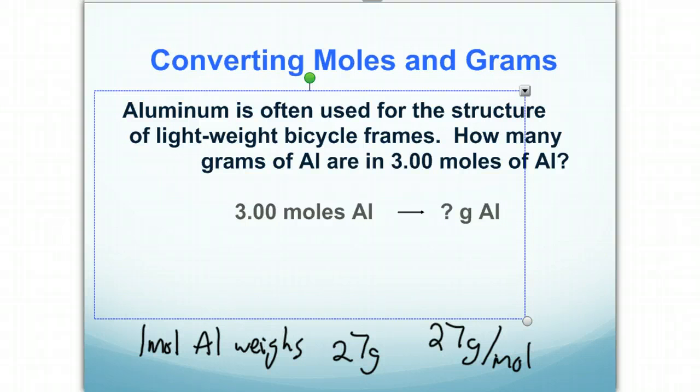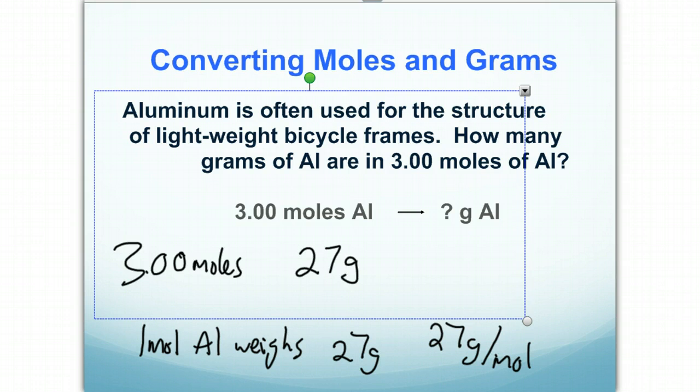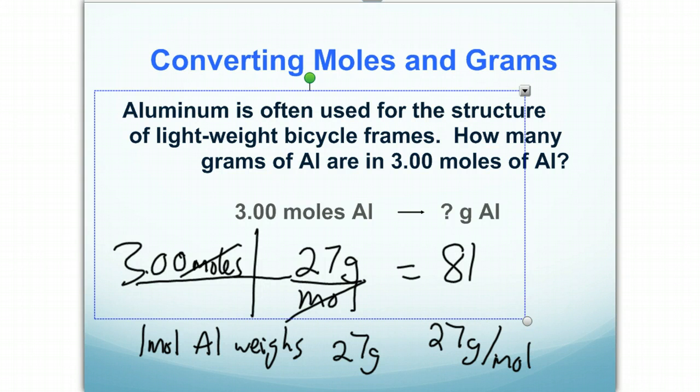Okay, so we have 3 moles, and we have 27 grams per mole. Units cancel, and we get 81 grams for 3 moles of aluminum. Okay?